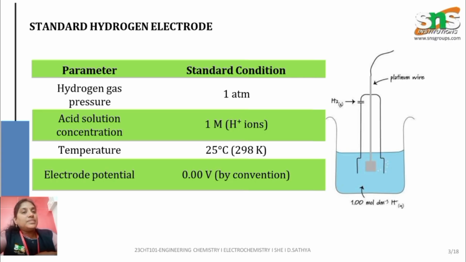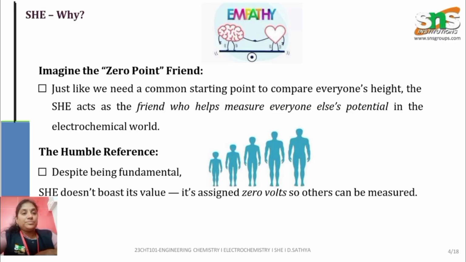The parameters of the standard hydrogen electrode are hydrogen gas pressure and acidic solution. Hydrogen pressure is 1 atmosphere, the acidic solution has 1 molar H plus ions, and the temperature is 25 degrees Celsius. The electrode potential we find is 0 voltage. So with 0 voltage, that's why we use the standard hydrogen electrode to find out the potentials of other metal ions. For example, with the standard hydrogen electrode acting as a cathode, we can find out the anodic potential of the other solutions. So imagine the 0 point.